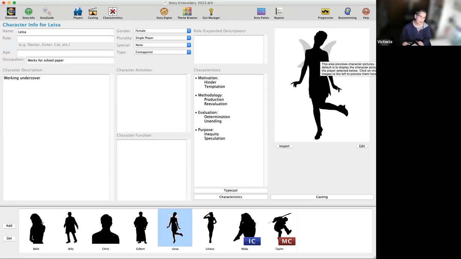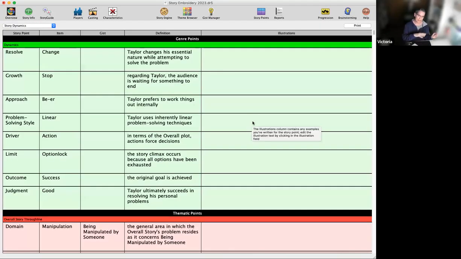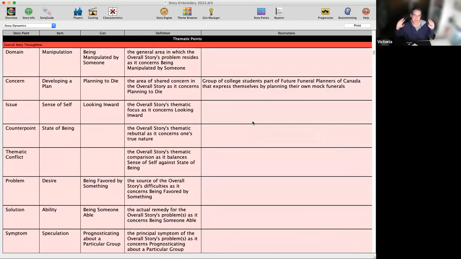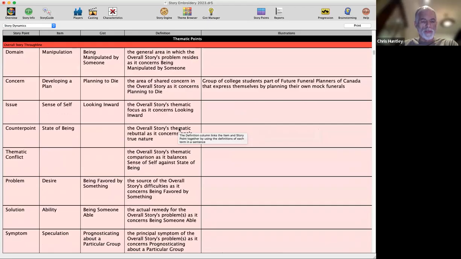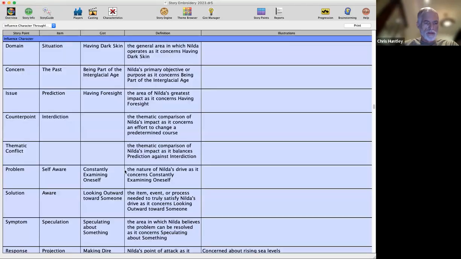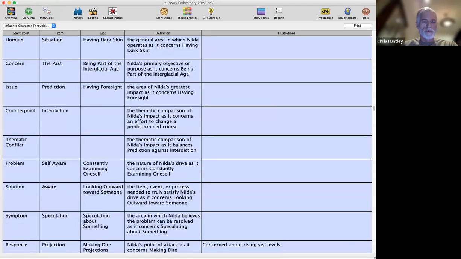Sorry to ask, but looking outward towards someone is, for example, the character making another character a role model? Because I'm Spanish, I'm trying to do my best, but sometimes... Where do you see the looking out for someone? Influence character. Got it. Okay. Influence character, looking outward towards someone.